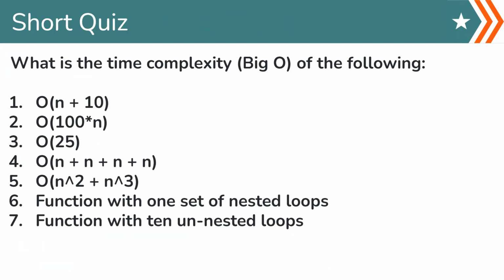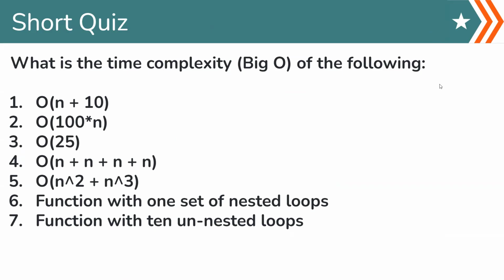What is the time complexity, or big O, of the following? O of n plus 10. O of n. N could be 100, n can be 1,000,000. Worst case scenario is always going to be the amount of n, even if you only add an additional 10 to it. Because n can be subject to change, and it makes it O of n.